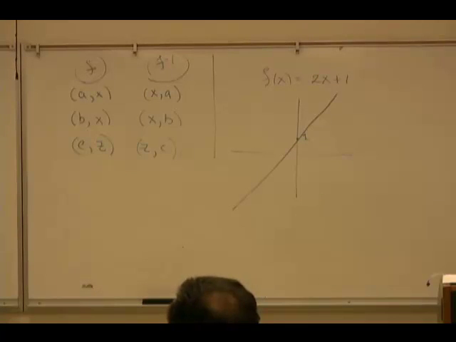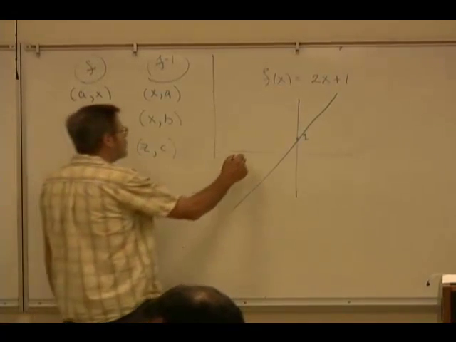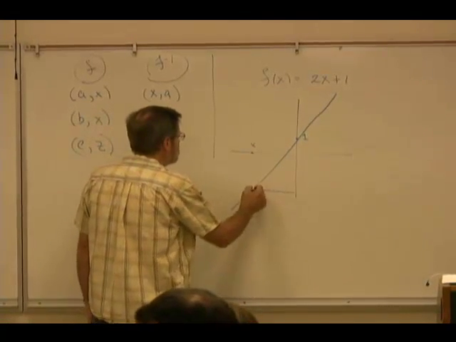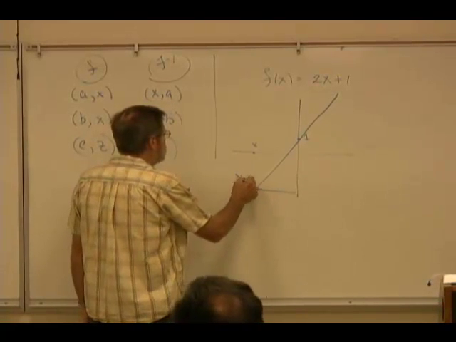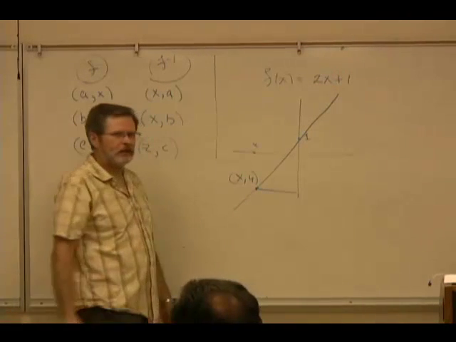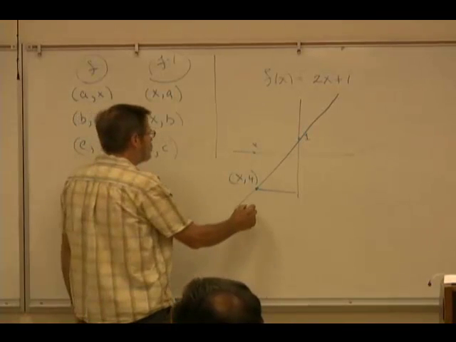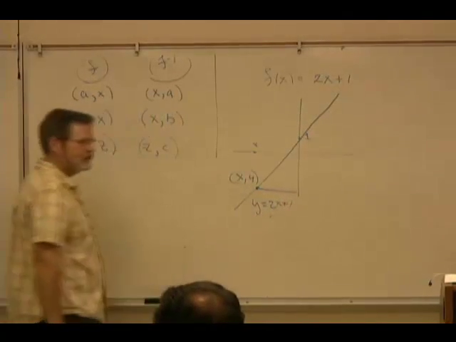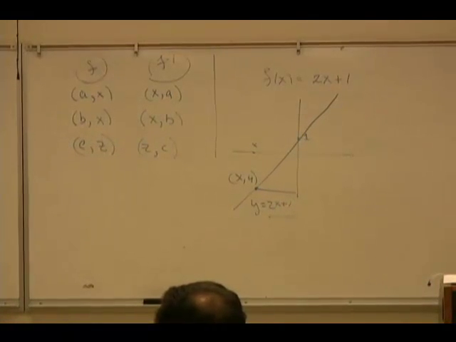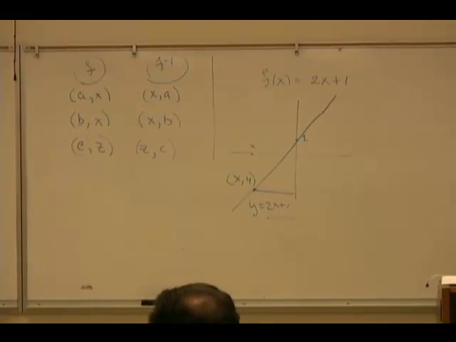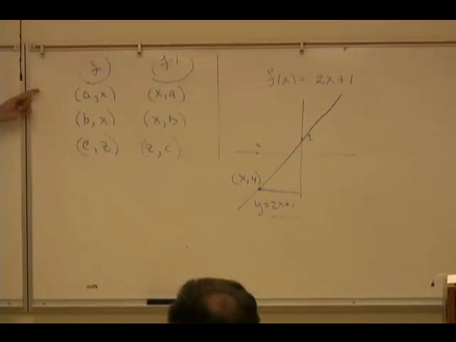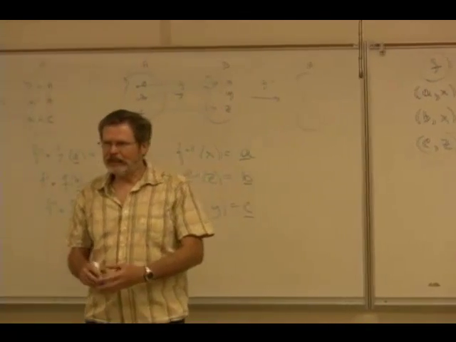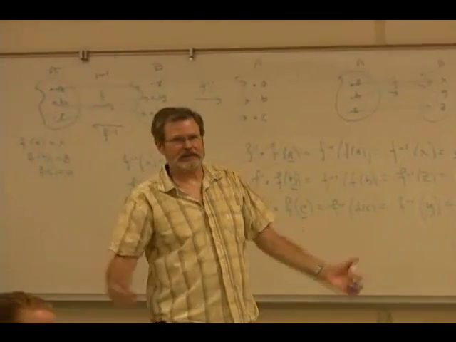Right? Notice, choose any real number x, and you come down to this corresponding value of y. x, y is an ordered pair which lies on this graph, provided y equals 2x plus 1. So when you draw a graph like this, it's really an ordered pair representation of the function f. That's what the graph is.